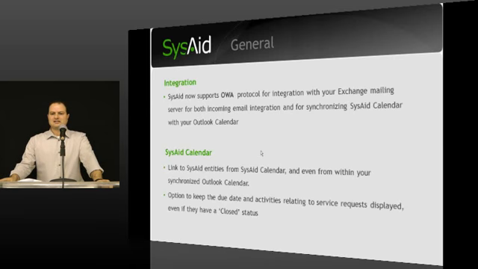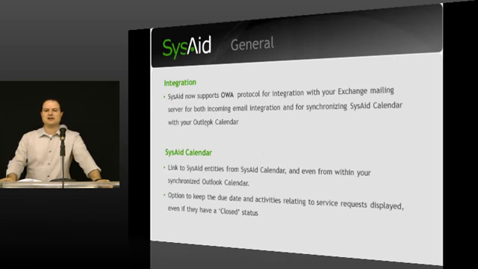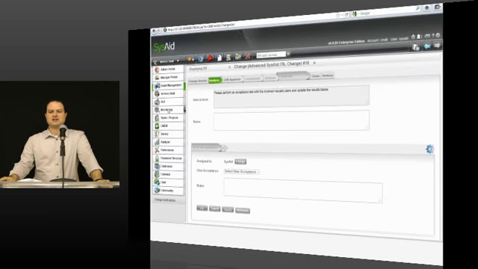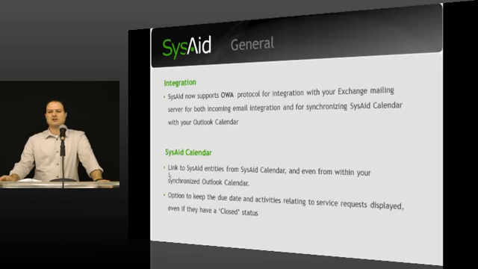Okay, last on this slide is the calendar and integration. So what we did is, first of all, we added a new technology for SysAid email integration, OWA. You can now implement OWA as a protocol for sending out and receiving emails. It'll work for all those who want to work over the internet and so on.